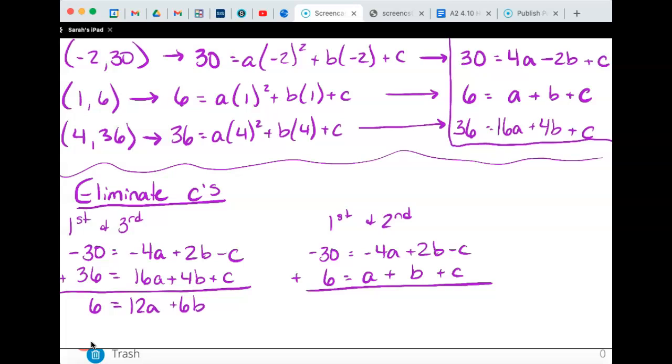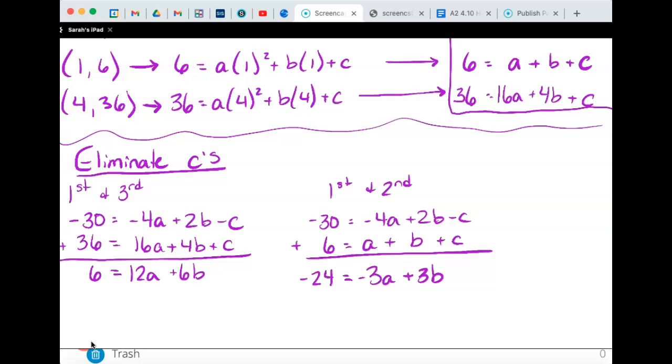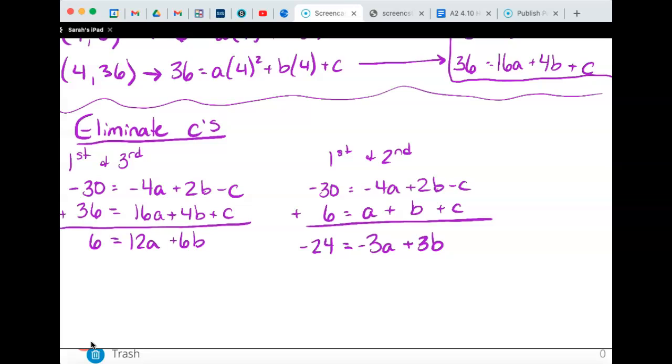Okay, so then adding straight up and down, -30 plus 6 is -24. -4a plus a is -3a, and 2b plus b is 3b. And then my c's cancel, which is what I want to have happen. Okay, so I eliminated one variable, which is good. So now I have two equations left over, and I need to eliminate the a's or the b's now.